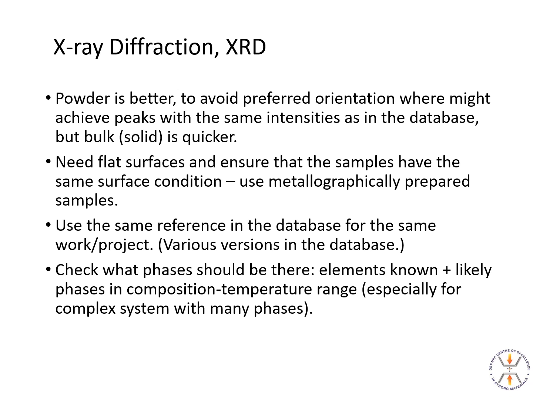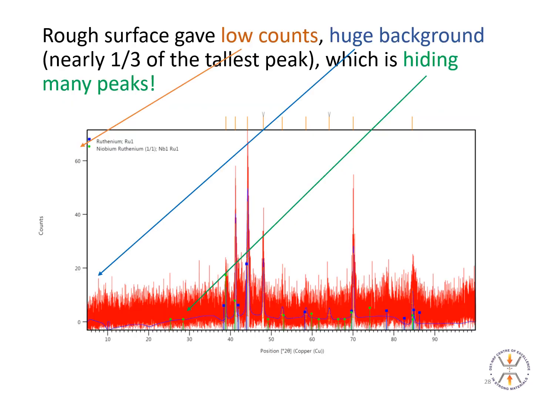Then I've already got an idea of what the samples look like and what the compositions are, and I know how many phases I've got. So then I do XRD to find out what they are, the structures of them. And this just shows what happens if you have a rough surface, so it wasn't prepared metallographically.